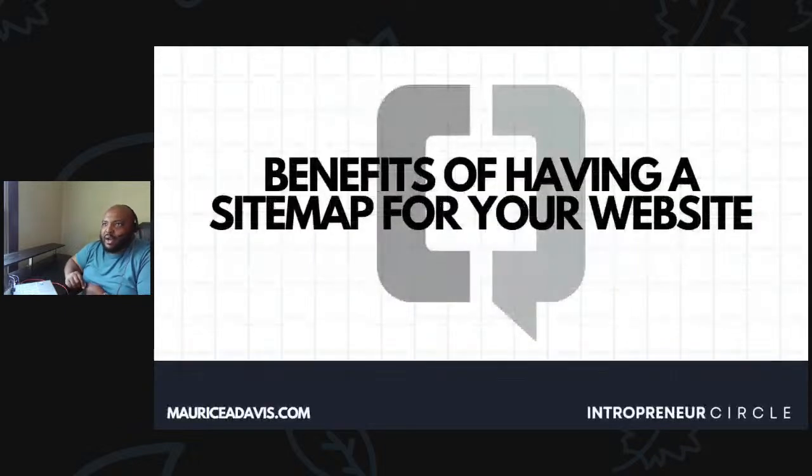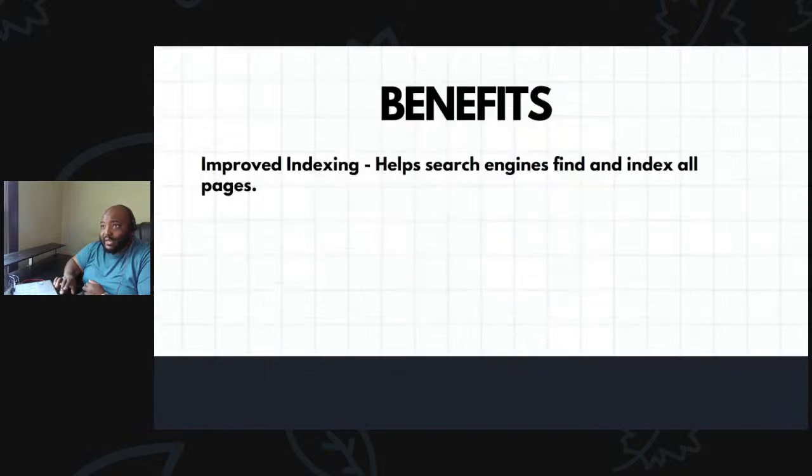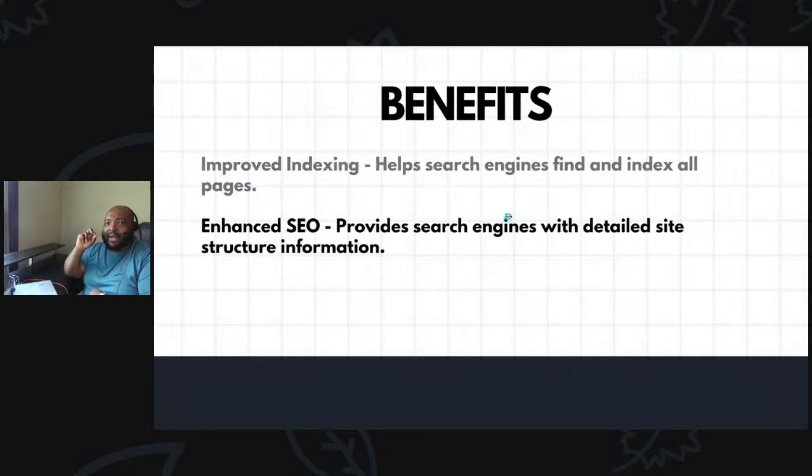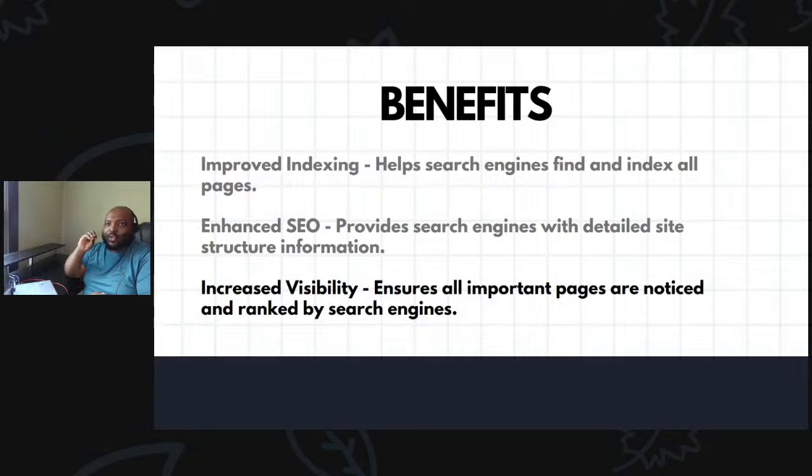So what are the benefits of having a sitemap for your website? Number one, it's going to improve indexing. Remember, indexing just means logging, saving to be served up later. This helps search engines find and index all your pages. Number two, it enhances SEO. Remember, in the terminology, we learned what SEO was, and this is search engine optimization. It gives search engines details about the structure of your site and the information on your site. And number three, it increases your visibility. This makes sure that all the important pages are being noticed and ranked by the search engines.